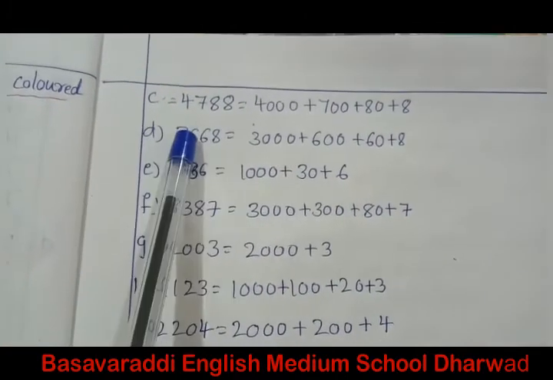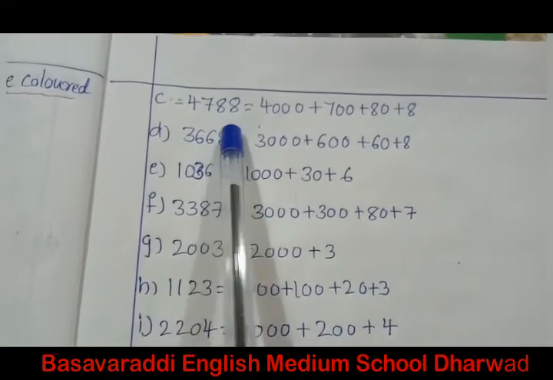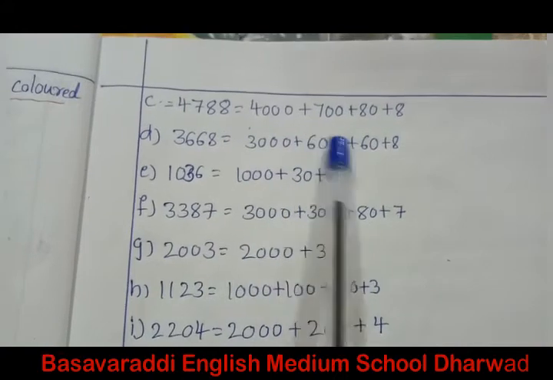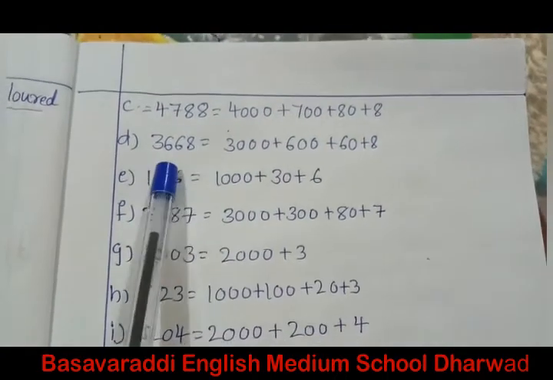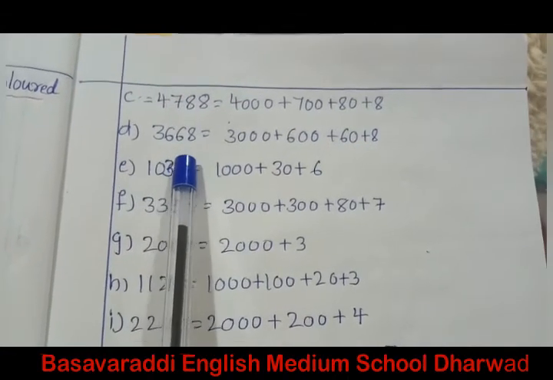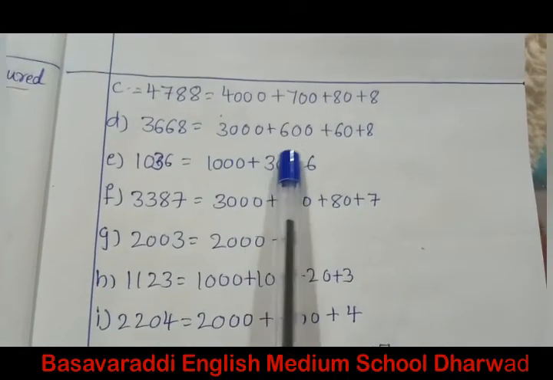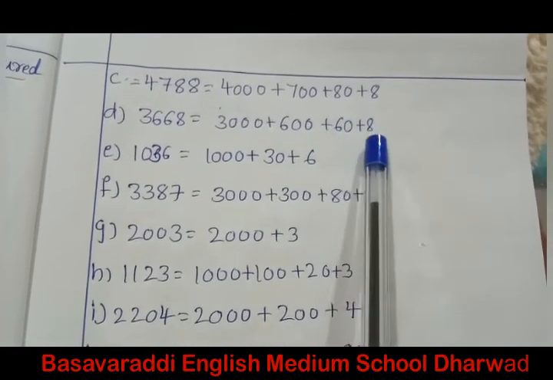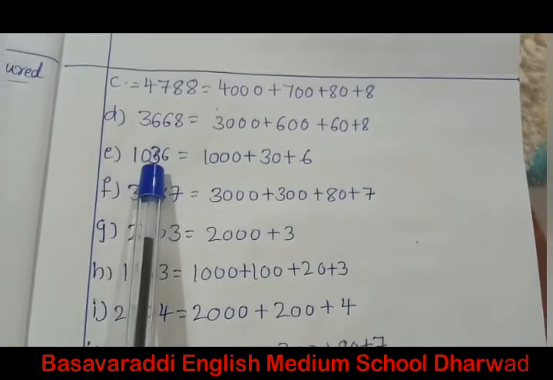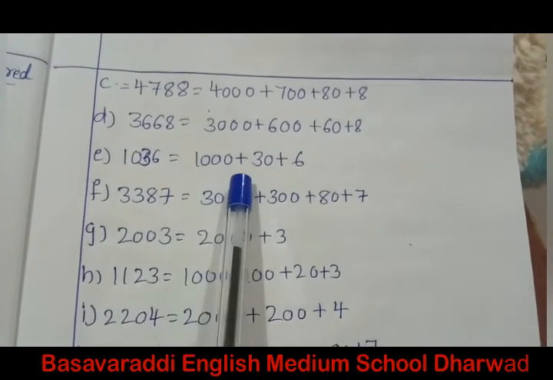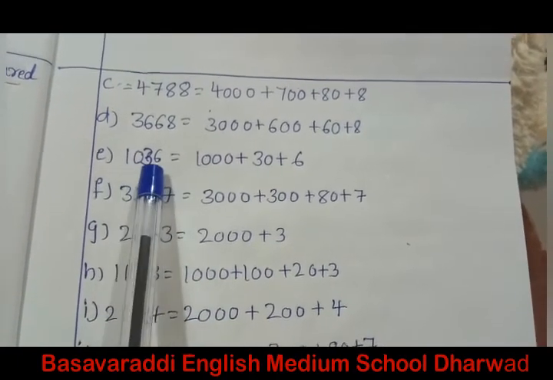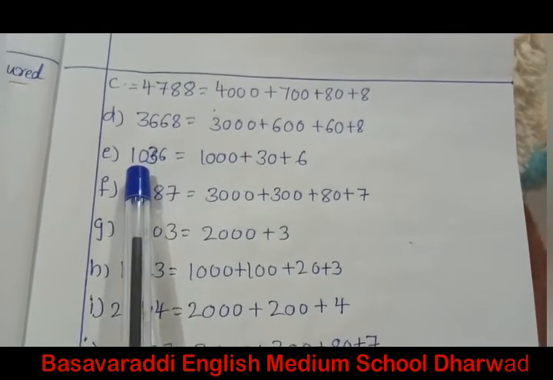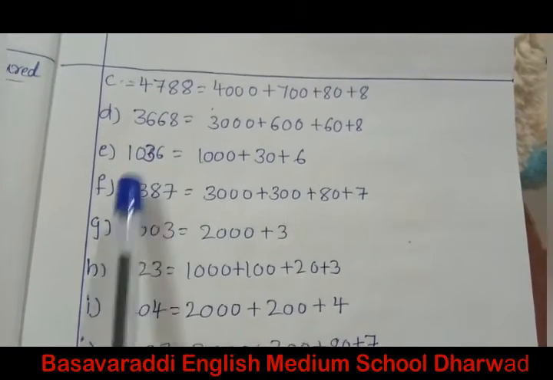C1, 4788. That is 4000 plus 700 plus 8 plus 8. That is 4788. 3668 is 3000 plus 600 plus 60 plus 8. Okay, 1306. See, 1000 is there, 100 plus nothing is there, we have to skip, and 3 is in the tens place, 30 plus 6.